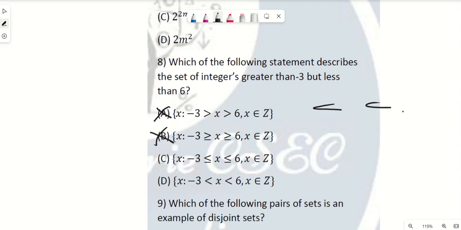Now, if we look at it, say greater than -3 but less than 6. This question has an equal to. They're telling you it is equal to 6. So we know it's not C. So the answer would be D.